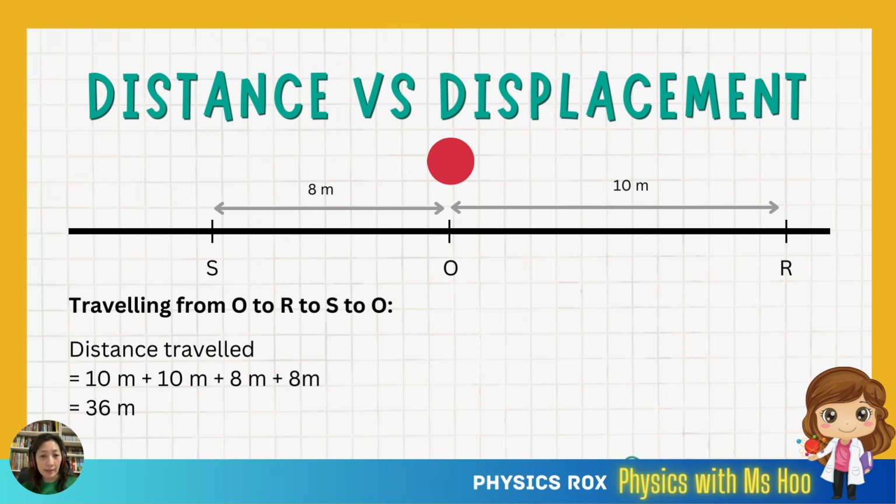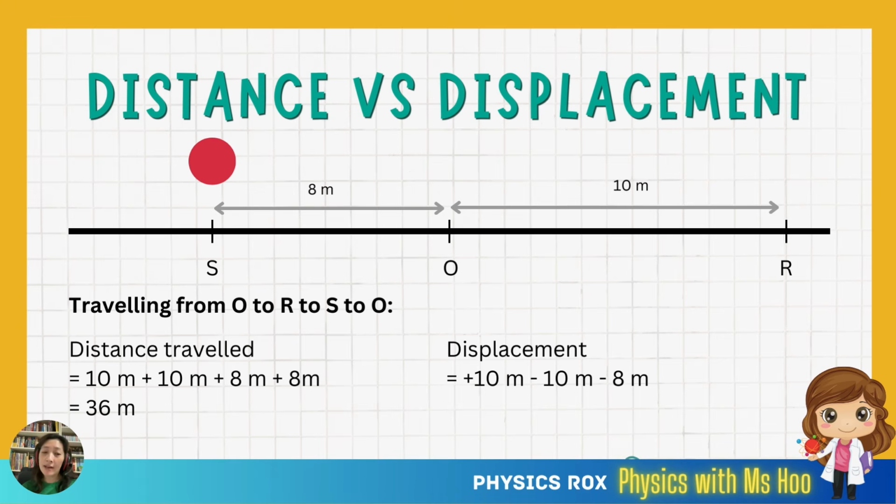The displacement, on the other hand, would be positive 10 when it travels to R, negative 10 and another negative 8 when it moves backwards to S, and when it goes back to O, we add 8 meters again. So mathematically, when you look at this, it gives us a displacement value of 0.